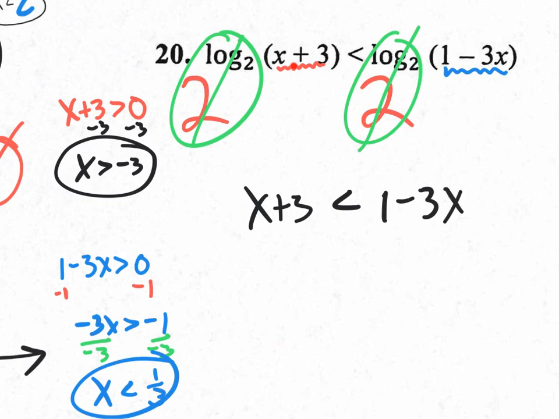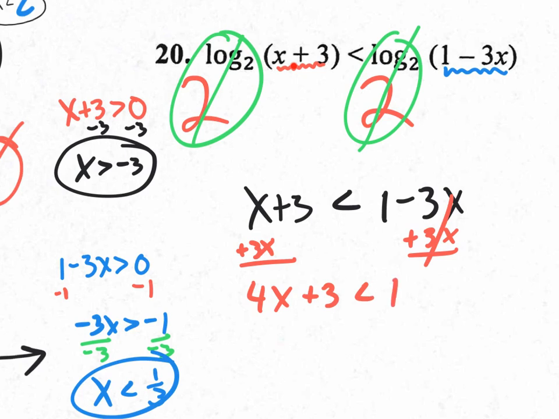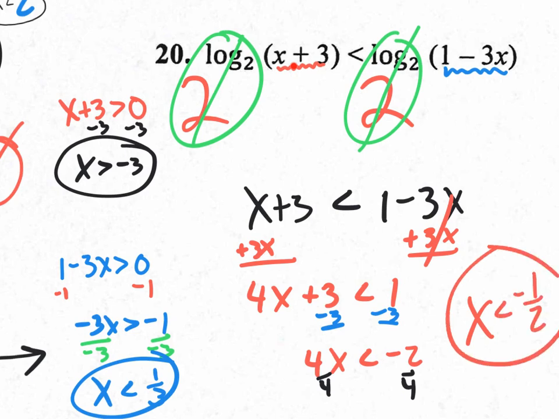So we're going to find our third possible answer by solving this inequality. Let's move the x's to the left side. We're going to end up with 4x plus 3 is less than 1. And then we subtract 3. We'll end up with 4x is less than -2. When we divide by 4, we're going to end up with x is less than -1/2. You don't flip the inequality symbol. So you have those 3 possible answers.